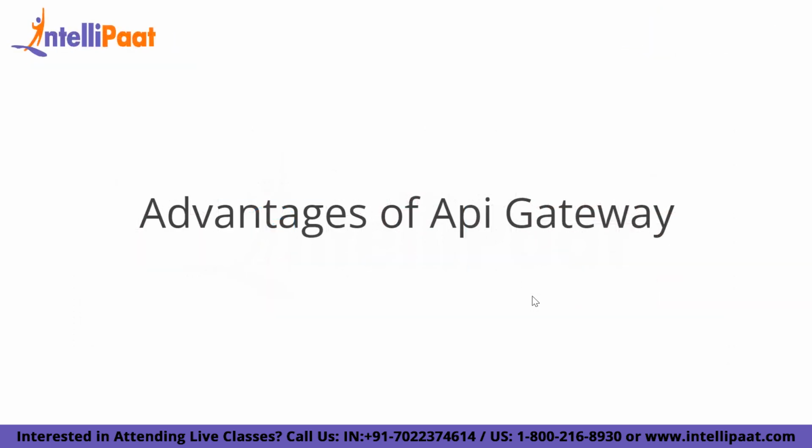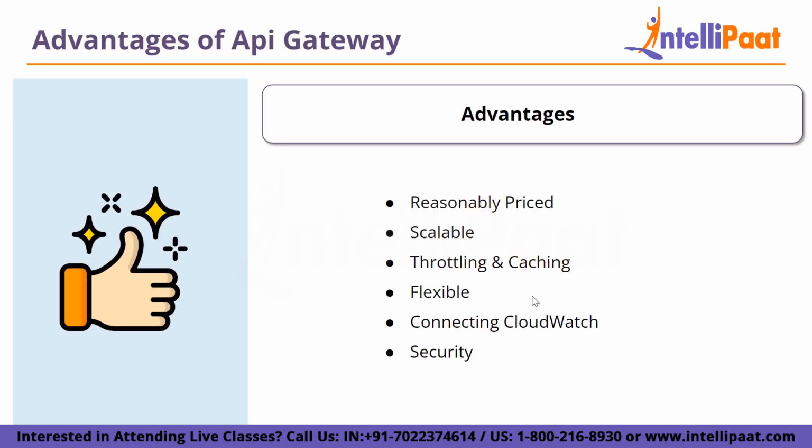Now, let's discuss a few of the advantages of the API Gateway. Amazon API Gateway includes the following features. First, it is reasonably priced. Because API Gateway offers a tiered pricing model for API requests, it is very low cost and efficient. The cost of an API request is as low as $1.51 per million requests. However, you can reduce cost by reducing the number of requests.